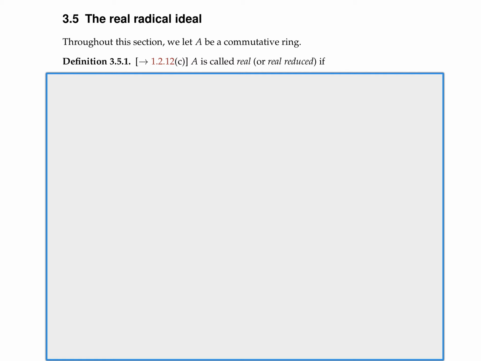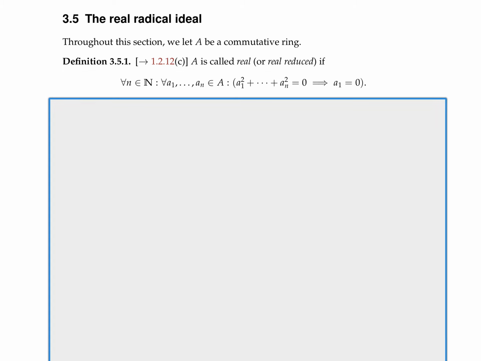A commutative ring A is called real, or sometimes you could also call it real reduced. I will say in a minute why. If the following condition holds, that namely for all n in N, if you have a sum of squares in A equal to 0, then every a_i must be 0. If you represent 0 as a sum of squares, this can be done only in the trivial way, like you can only write 0 equals 0 squared plus 0 squared plus 0 squared and so on.